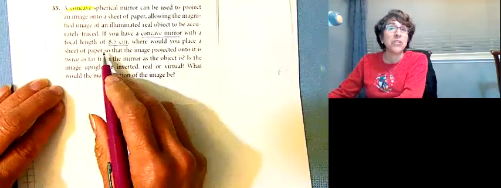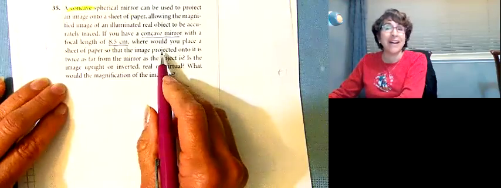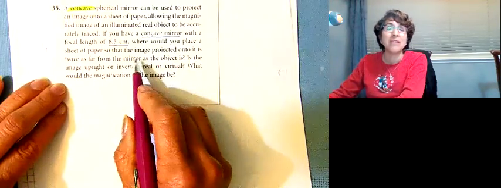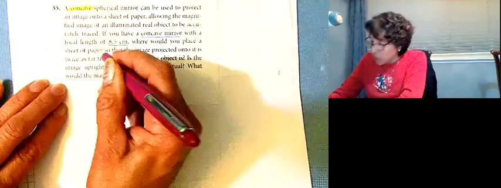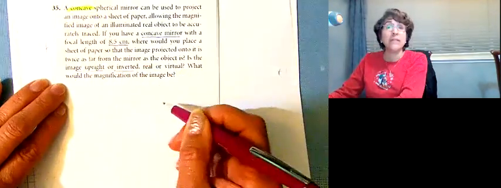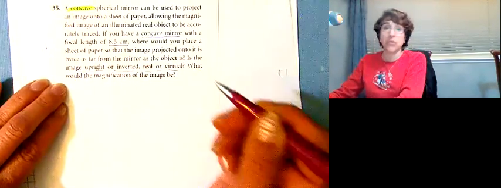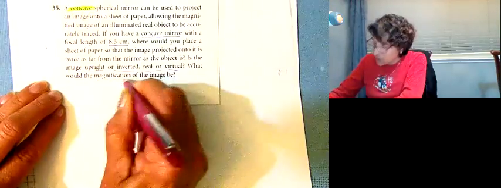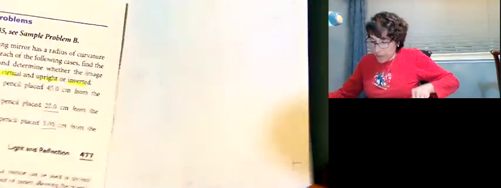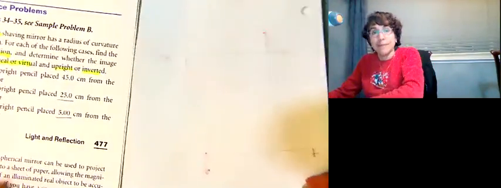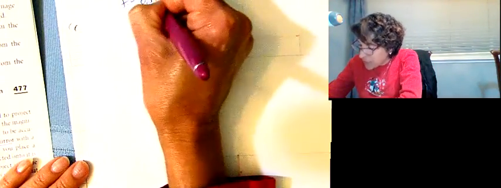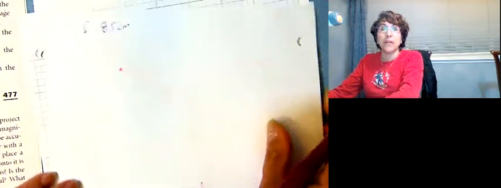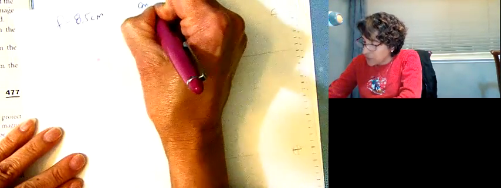Where would you place a sheet of paper so the image projected onto it is twice as far from the mirror as the object is? And then they want to know if it's upright or inverted, and if it's real or virtual. And then they want to know the magnification. All right, so I'm going to write down here, fresh. All they tell you is that the focal point is 8.5 centimeters. They do tell you it's a concave mirror.